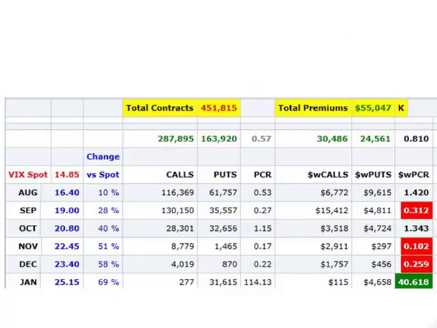For the dollar-weighted put-call ratio in August, we saw a 1.4, a neutral reading with 30% of the total premiums paid. September, a 0.31, a bearish reading with 37% of the total premiums paid. And October, a 1.34, neutral reading with 15% of the total premiums paid.